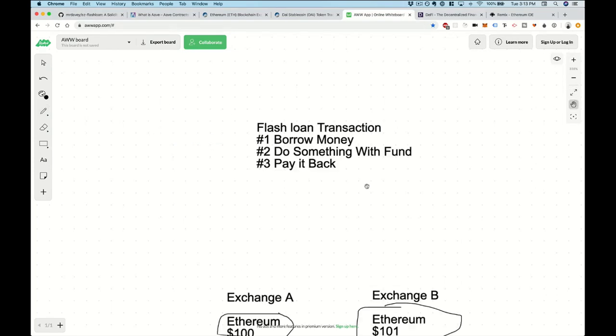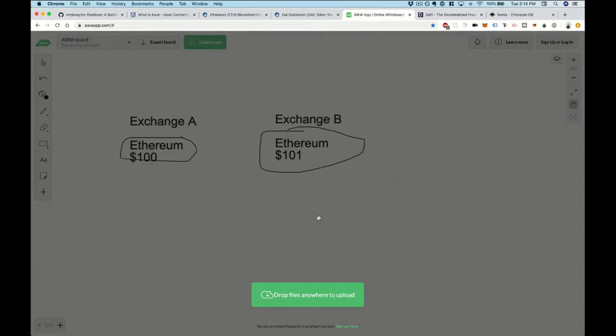Sorry, let me pull my example back. So, do something with funds. You would basically make a trade. That's how you take advantage of an arbitrage opportunity, and flash loans allow you to do that by hooking into the lending pool in order to make this money back for yourself.